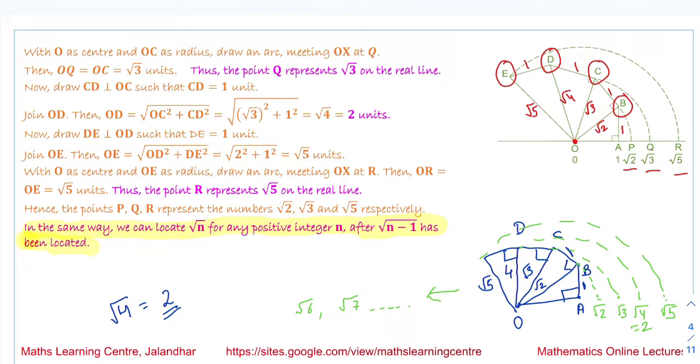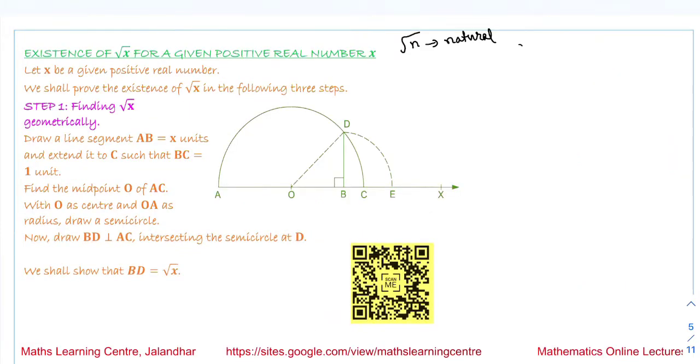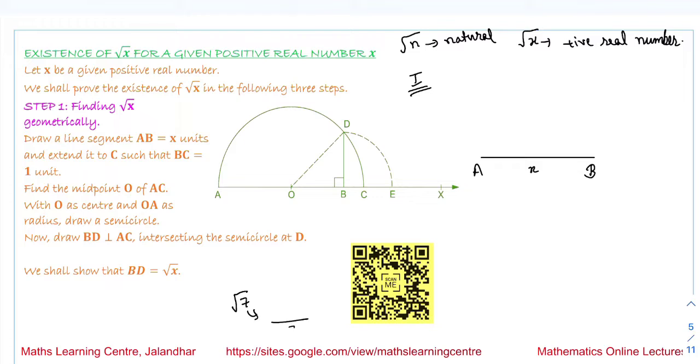Now next we are talking about how we can draw square root x, where x is any positive real number. What is the procedure to draw that? The first step is that we draw a line of length x units, and we call this A, B. Suppose we have to draw the number square root 7, so we will draw the line of length 7.